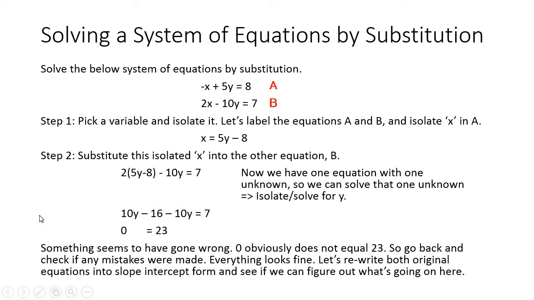Okay, something seems to have gone wrong. 0 obviously does not equal 23. So first thing you want to do is go back and check if any mistakes were made. Everything looks fine. Let's rewrite both original equations into slope-intercept form and see if we can figure out what's going on here.